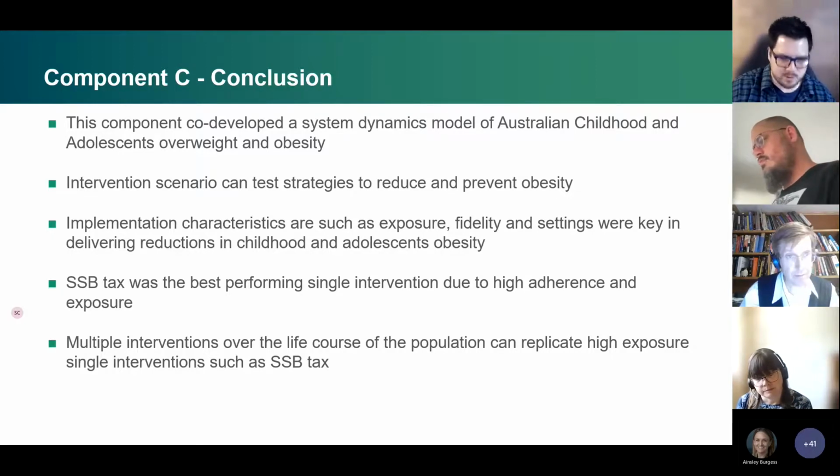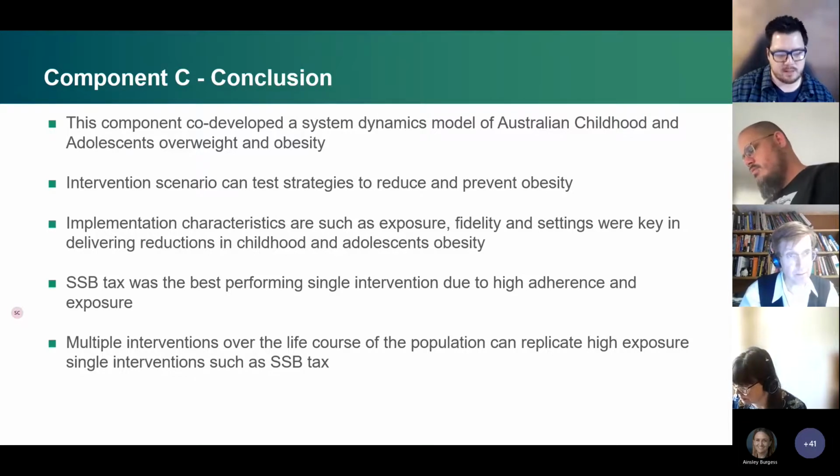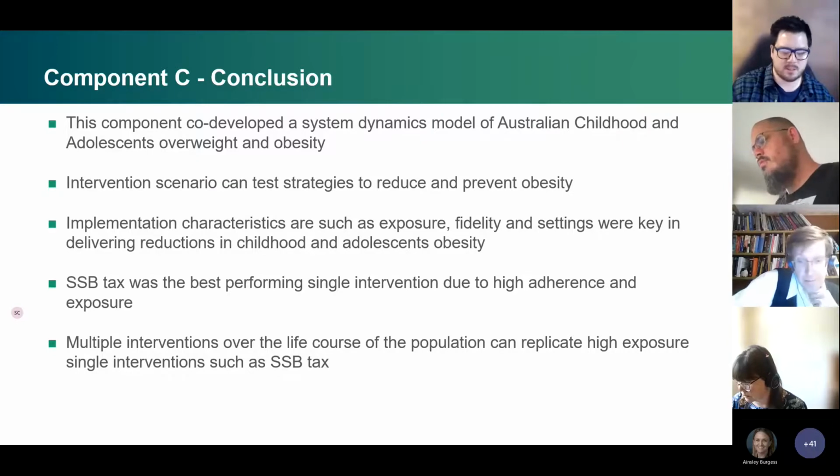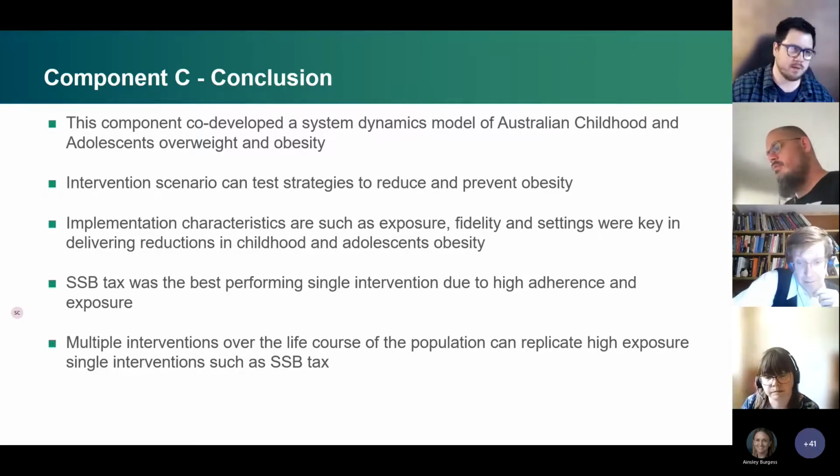While sugar sweetened beverage was the best performing single intervention due to its high adherence, we think that having multiple interventions that support individuals over the life course can also replicate some pretty good findings in reducing childhood overweight and obesity.